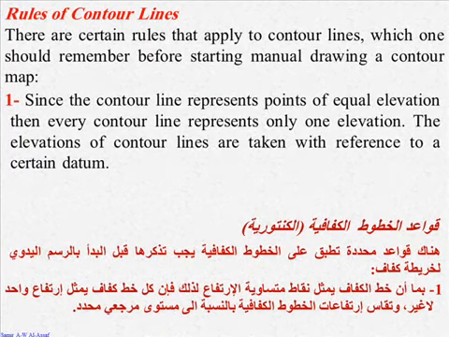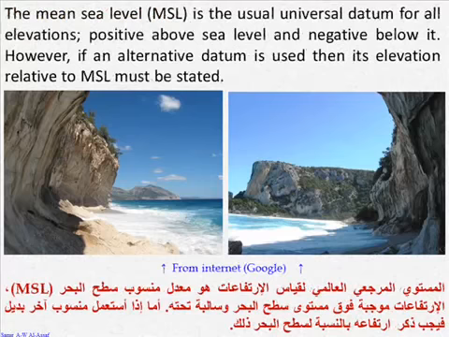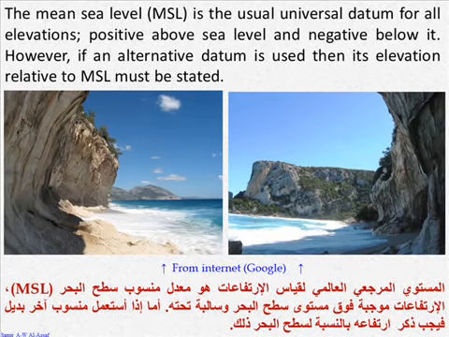Rules of contour lines. There are certain rules that apply to contour lines, which one should remember before starting manual drawing of a contour map. 1. Since the contour line represents points of equal elevation, then every contour line represents only one elevation. The elevations of contour lines are taken with reference to a certain datum. The mean sea level, MSL, is the usual universal datum for all elevations, positive above sea level and negative below it. However, if an alternative datum is used, then its elevation relative to the MSL must be stated.